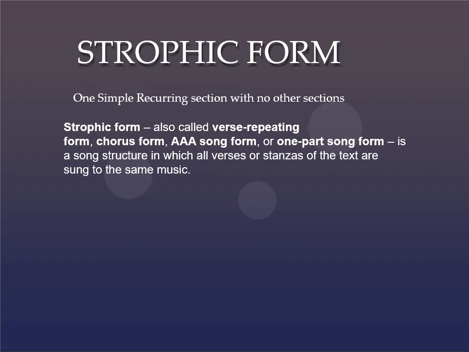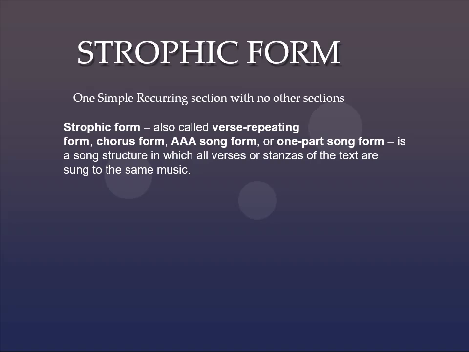Okay, now let's see how each of them plays out. The first one is the strophic section. This strophic form, like I said, is one simple recurring section with no other section. It's just a simple section. So if we call that first section A, what we are saying is that it just keeps repeating itself.